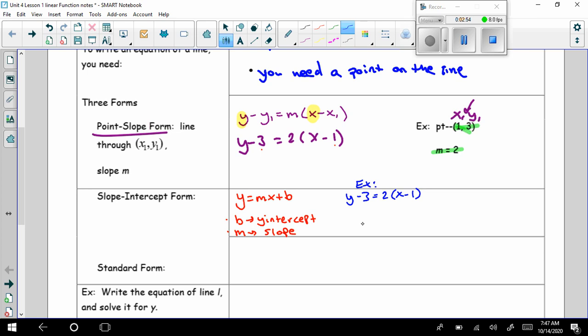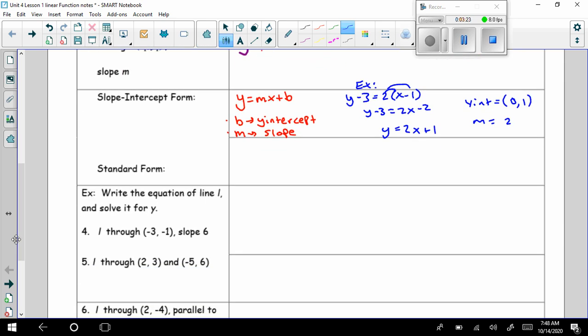that's this example here, distribute your 2 through. So you get y minus 3 equals 2x minus 2. So y equals 2x plus 1. And so your y-intercept for this example is the point (0, 1). All right, it is still a point on your graph, and your m is once again 2. And so you can see we always have that point, we always have the slope.